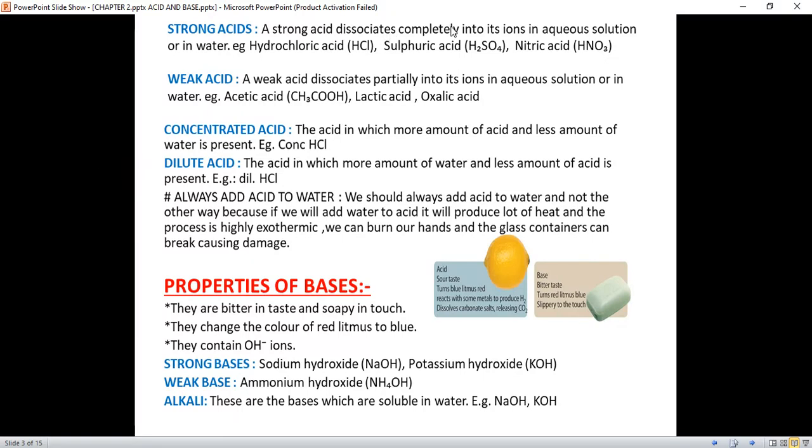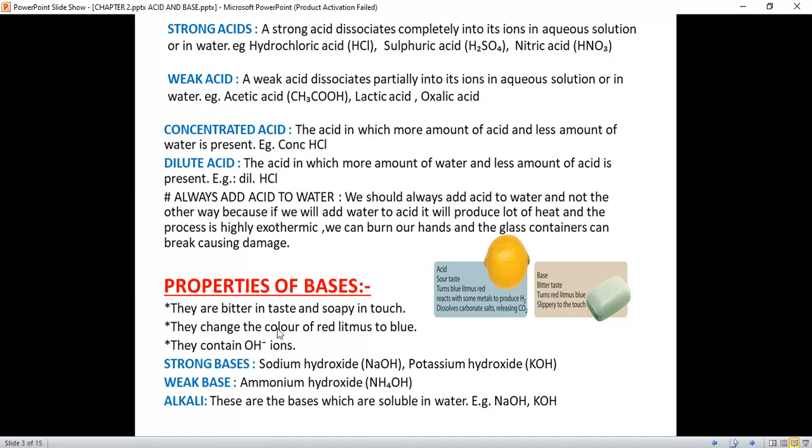Next one is strong acids. We have seen they dissociate completely. Example, HCl. Weak acids are those acids which dissociate partially. Example, acetic acid. Concentrated acids are those acids in which the amount of acid is more and the amount of water is less. Example, concentrated HCl. Dilute acids are those in which the amount of water is more but the amount of acid is less.